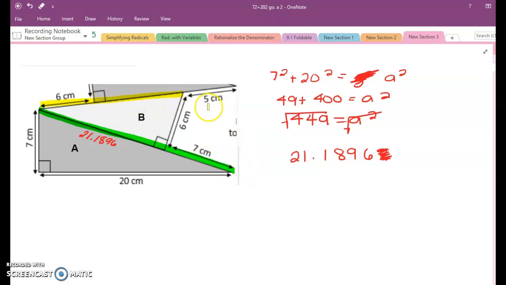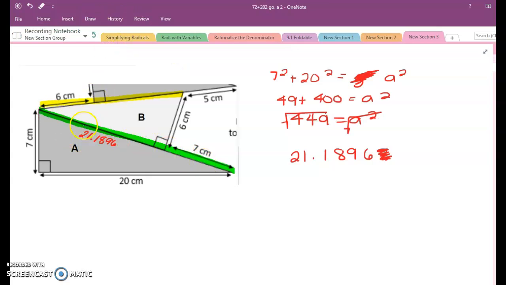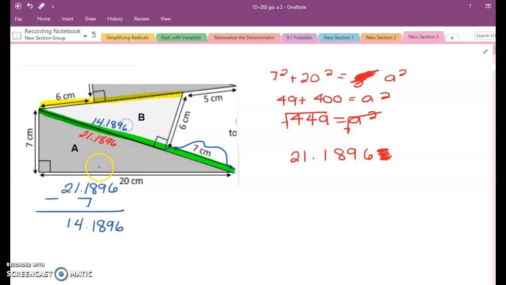All right, so if I'm looking at just triangle B, notice that I don't need the entire green piece. I need the entire green piece minus this. Okay, so I would take 21.1896 minus my 7, which gives me 14.1896. So this part here is 14.1896.